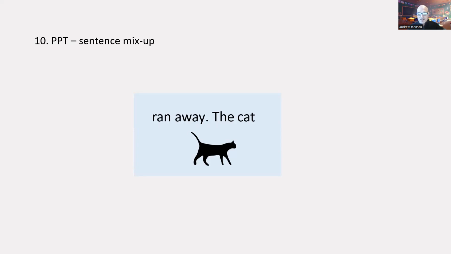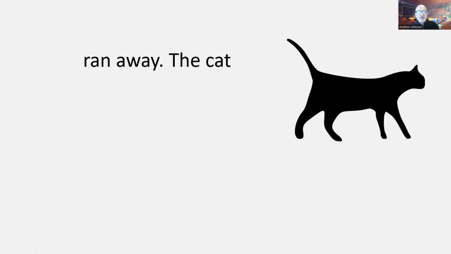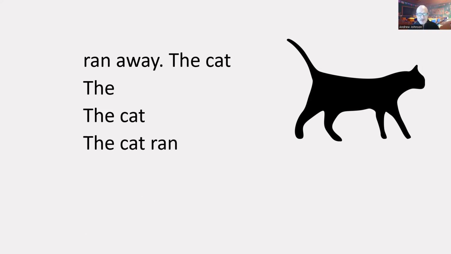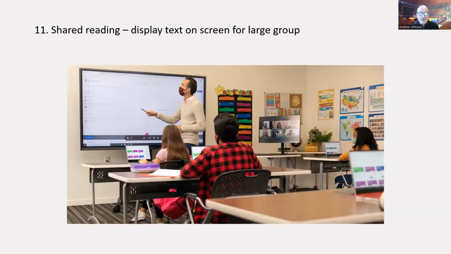Sentence mix-up. Again, I could use this with 3x5 cards, but if I'm doing online work, here's the sentence, it's mixed up. Tell me when you think you know what the sentence is. Metacognition, it has to make sense. Very low tech. Shared reading is when you read as a class, you use it to practice comprehension, vocabulary, whatnot, and you have a digital reader on the screen for a large group. And again, very low tech, not that big a deal, but this is technology.